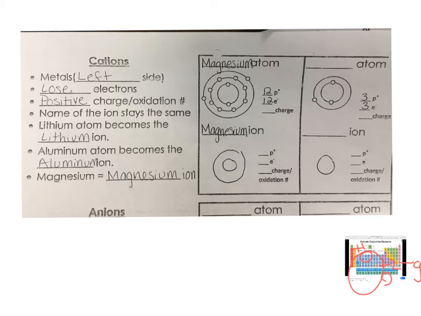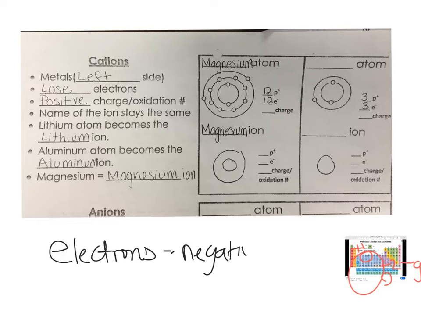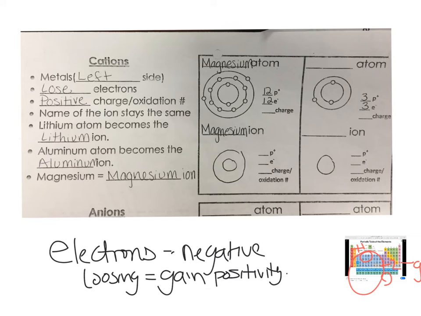Okay, so like I said, since they are +1, +2 on the metal side, they like to lose their electrons, which means they will end up with a positive charge at the end, because remember that electrons are negative or positive. Are electrons negative or positive? Electrons have a negative charge. So by losing them, we gain positivity. Or we become more positive in nature, right?